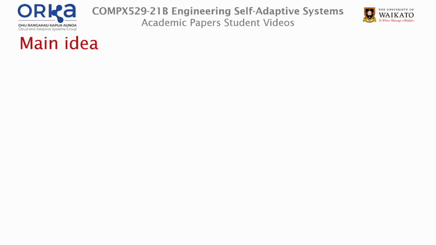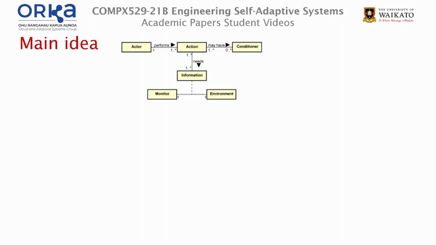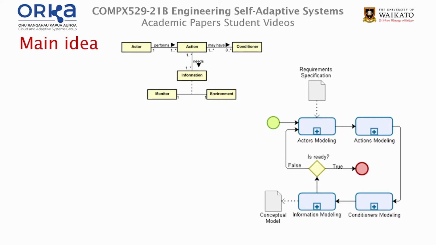So the main goal of this paper is to reduce the quality risks in self-adaptive systems conceptual modeling. And to do this, the authors proposed a methodology for creating better conceptual models made up of two parts: a meta model, such as the one shown here, and a modeling process. This process comprises 4 steps, beginning with a requirement specification as input and ending with a conceptual model as output.